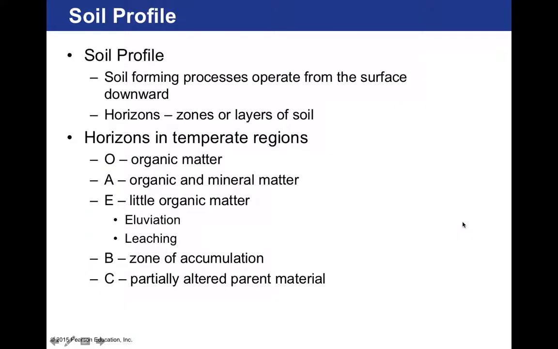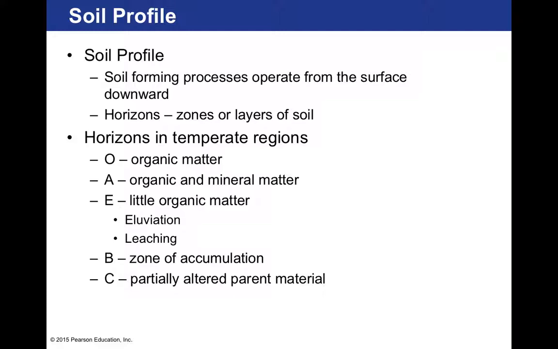All right, the soil profile. So soil forming processes operate from the surface downward. Just gravity is basically going to pull some of these soil pieces downward, creating different levels. So there are different horizons or layers of soil. The O layer is full of organic matter. The A layer, or A horizon, is organic and mineral matter.